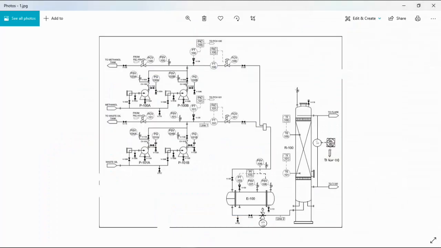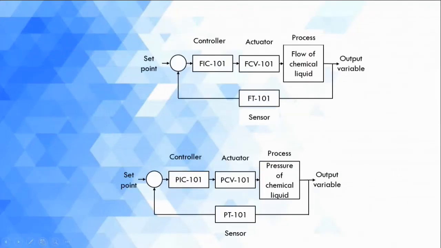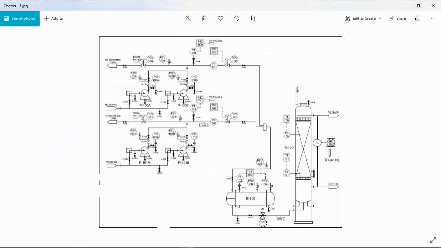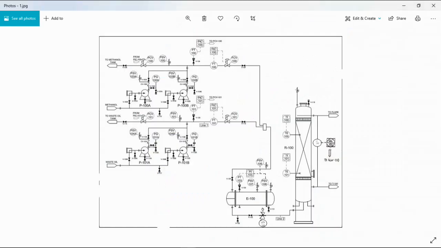So it's around here. The third one is the FIC101 controller going to the FCV101 actuator, after the process the flow of chemical liquid goes to the output with an FT101 sensor. So it's around here, the control loop. And the fourth one is the PIC101 controller going to the PCV101 actuator with the FT101 sensor. So the loop is around here.